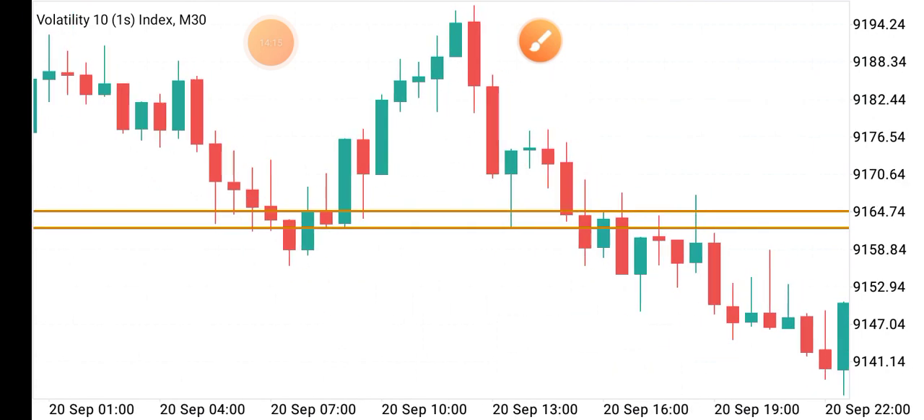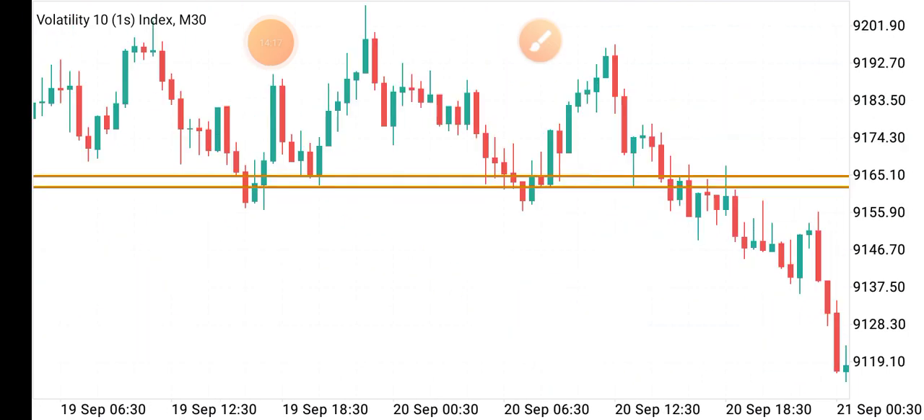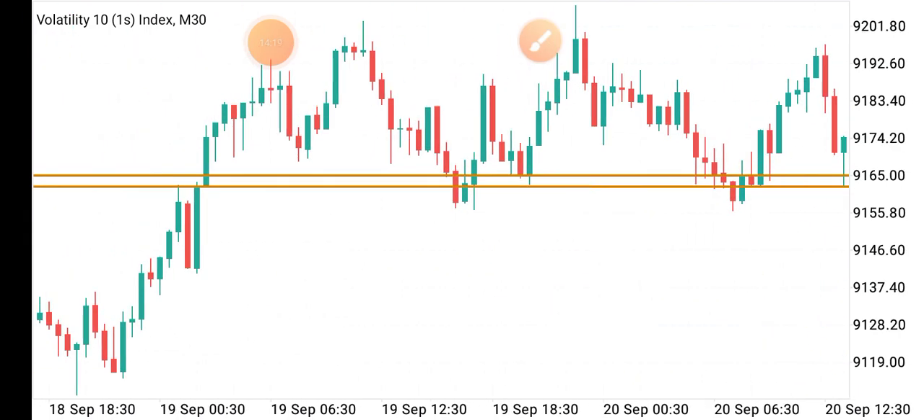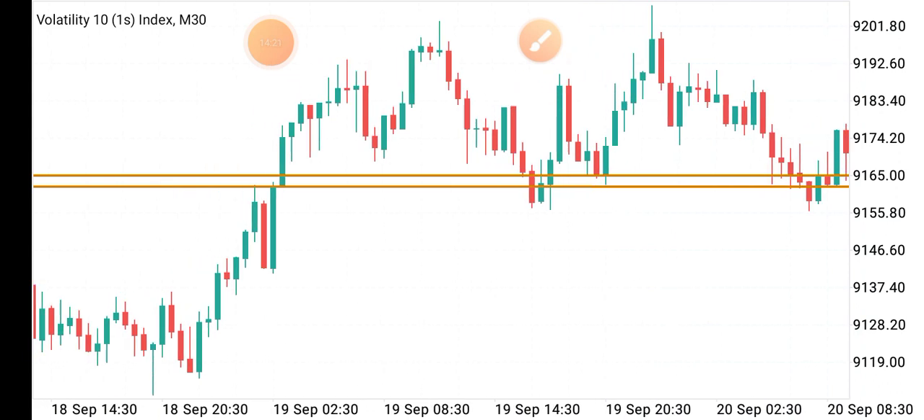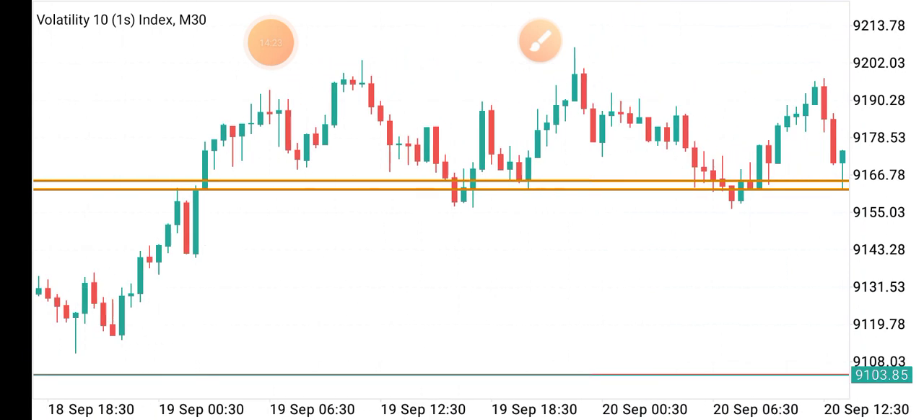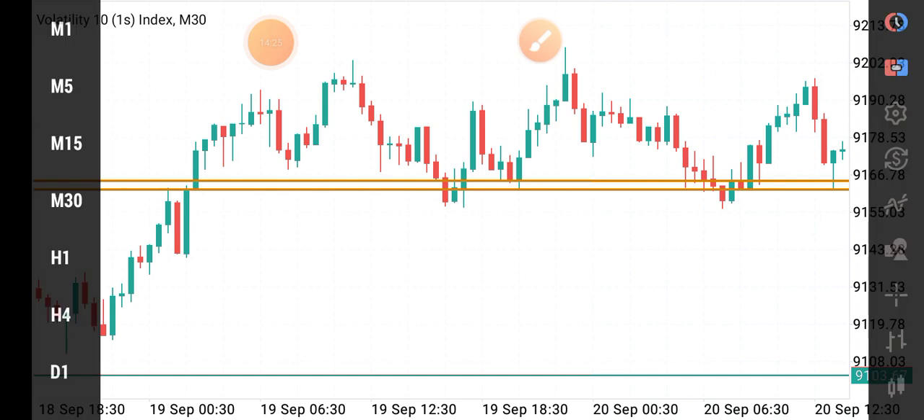And here also, if we look at this, you can also see the bearish engulfing candlestick pattern right here. This is the bearish engulfing candlestick pattern.